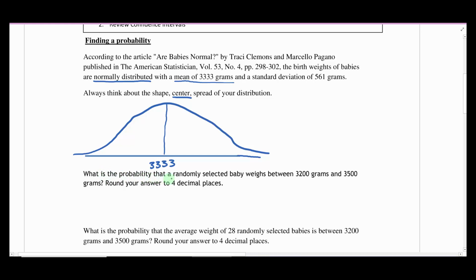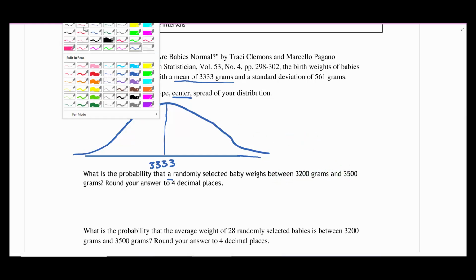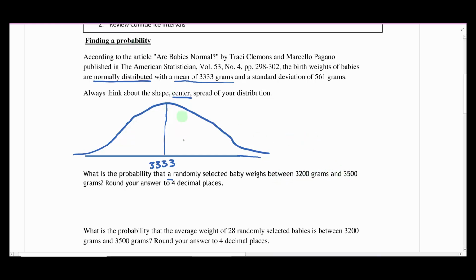They want to know what is the probability that a randomly selected baby. Notice the wording here, a randomly selected baby. That is singular, that is one baby. If we were to randomly select one baby, we want to know the probability that it weighs between 3,200 grams and 3,500 grams. So let me switch pen colors here. Let's say 3,200 grams is somewhere over here, and I'm just eyeballing this. So 3,200 is here, and 3,500 is somewhere over here to the right.